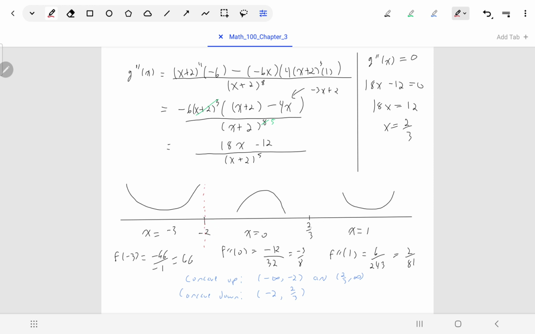I would be able to say, however, since 2/3 is inside of my function's domain, and since f prime of 2/3 exists, I know that there's definitely a tangent line at 2/3, and I know that at 2/3 we're changing from concave downward to concave upward, so 2/3 would be a point of inflection for that last example that we did.